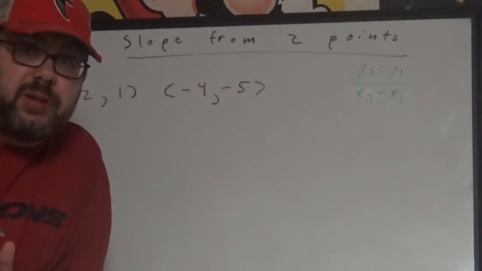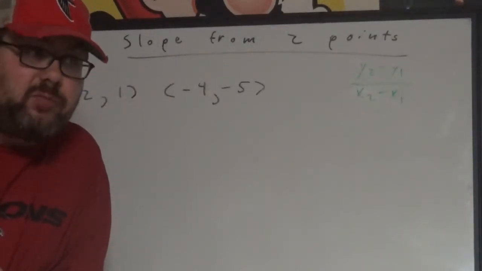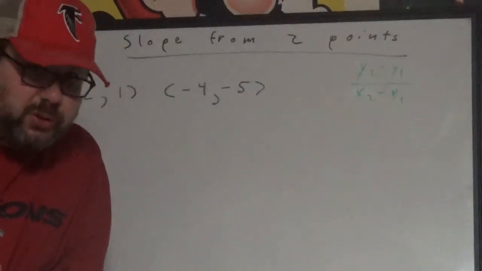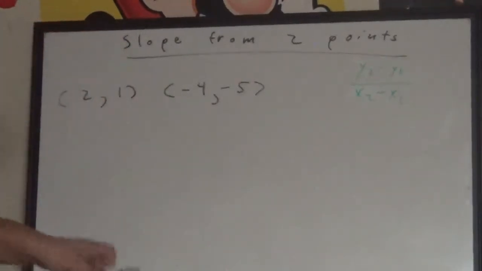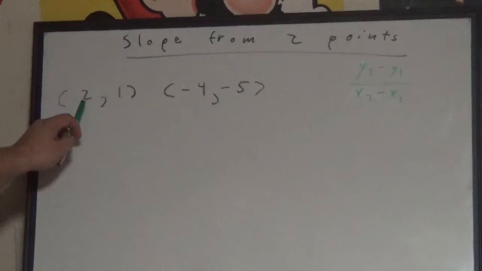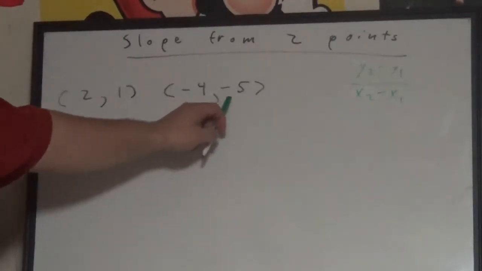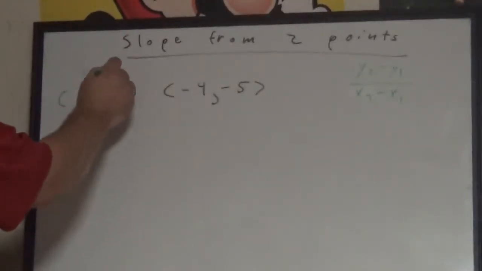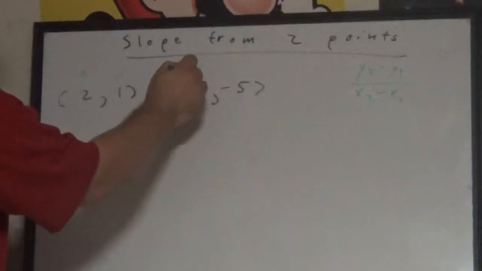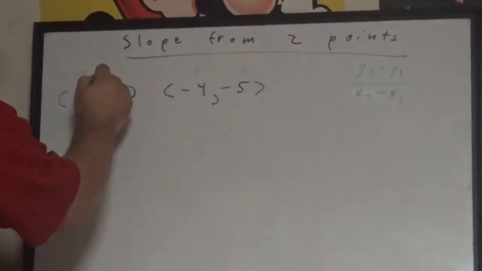Finding slope with a graph is pretty easy, as we saw in the last video. Finding slope with 2 points is not much more difficult. This is the example I'm going to use. I'm going to use the 2 points (2, 1) and (-4, -5). First thing, remember, it's always x, y, x, y. I just want to make sure you remember the first number is the x value, the second number is the y value. There are 2 ways I'm going to show you how to do it in this video.